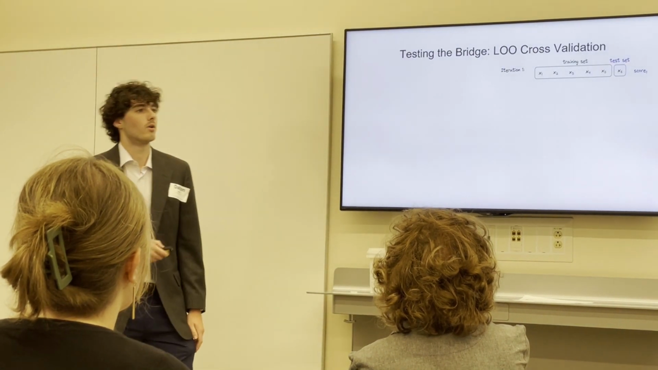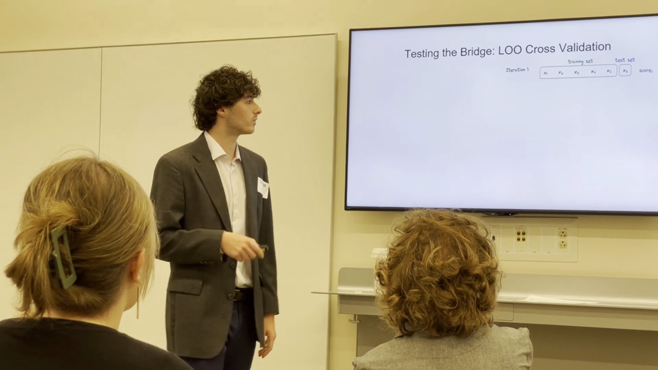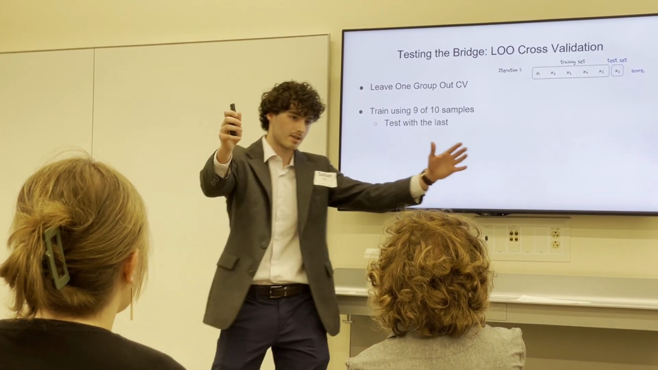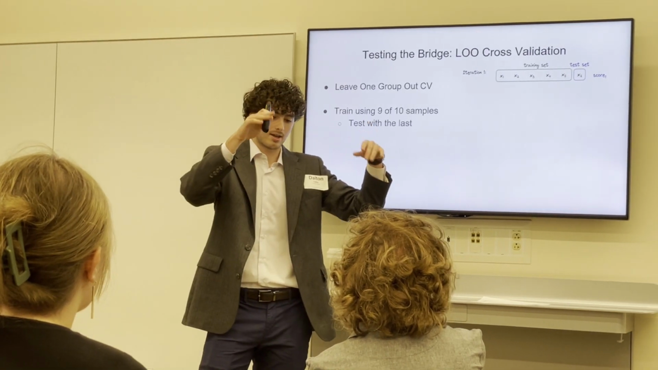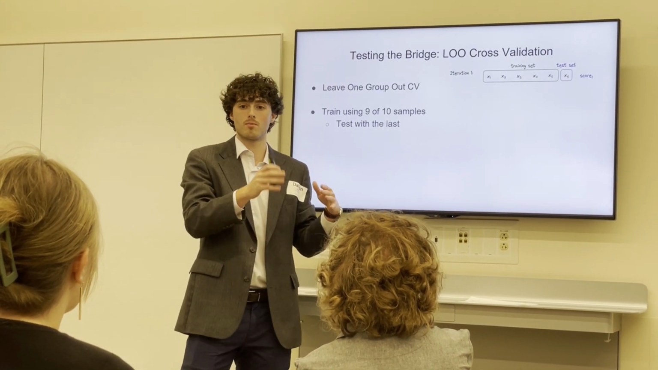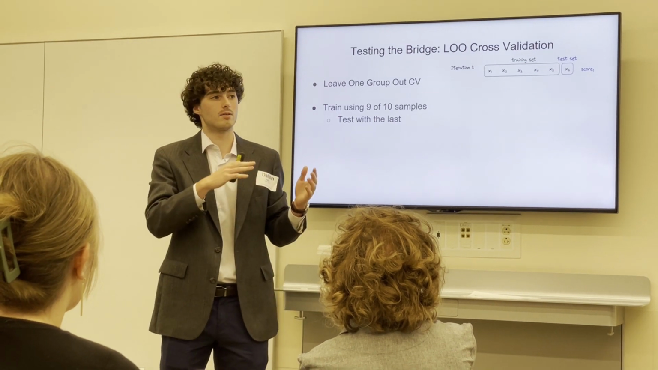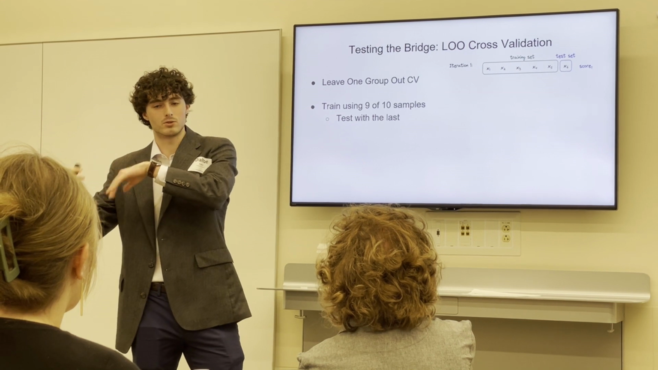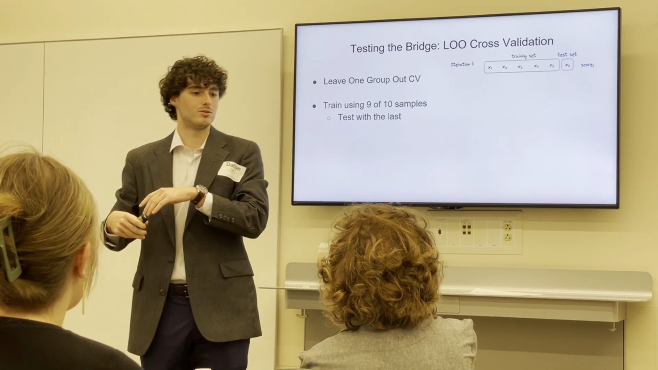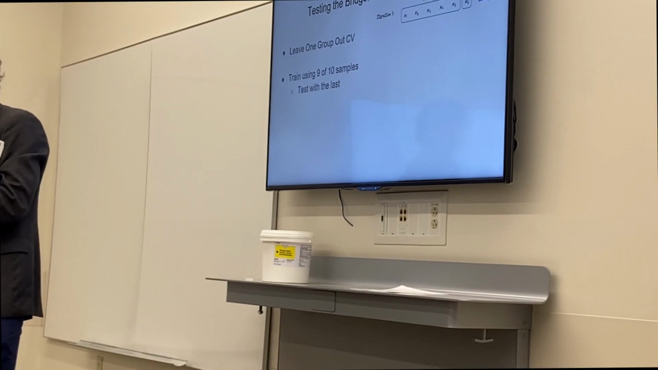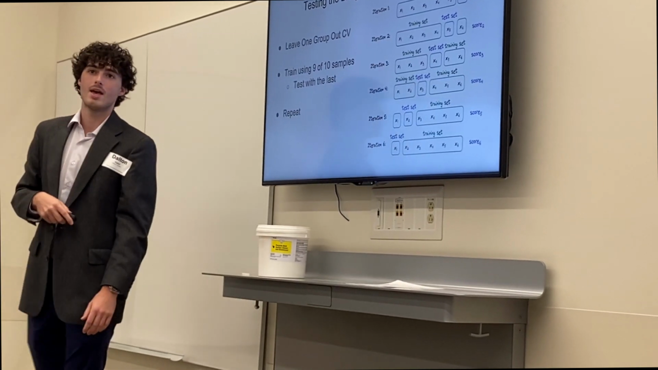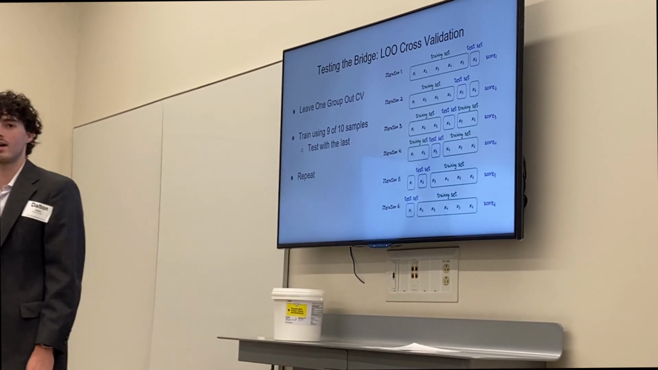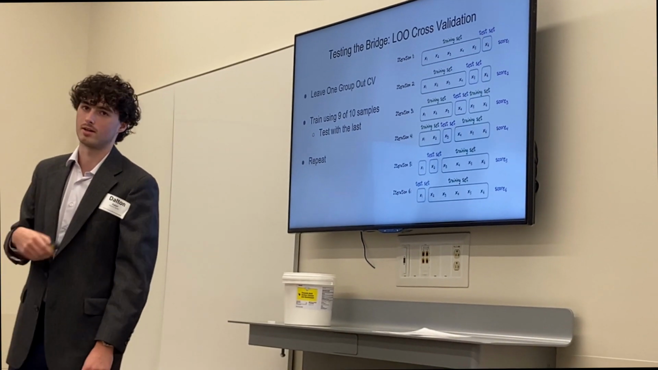So for the actual testing, we use what is known as leave one group out cross-validation, which just means if you have 10 data samples, you would take 9 of those 10 data samples, you train your models using each of those 9 samples, and then you take this last sample that you left out, which is why it's called leave one group out, you test your model with that sample, and then you iterate through your data until each sample has been used as a test sample one time and been trained on 9 times.